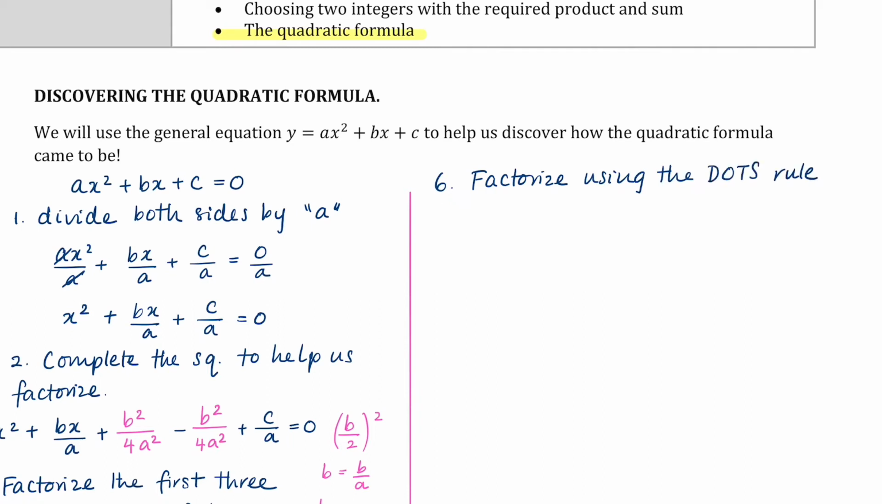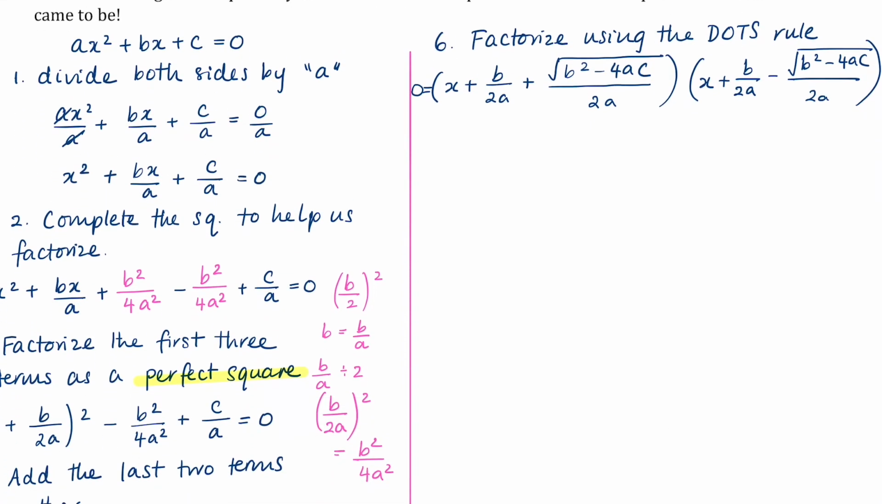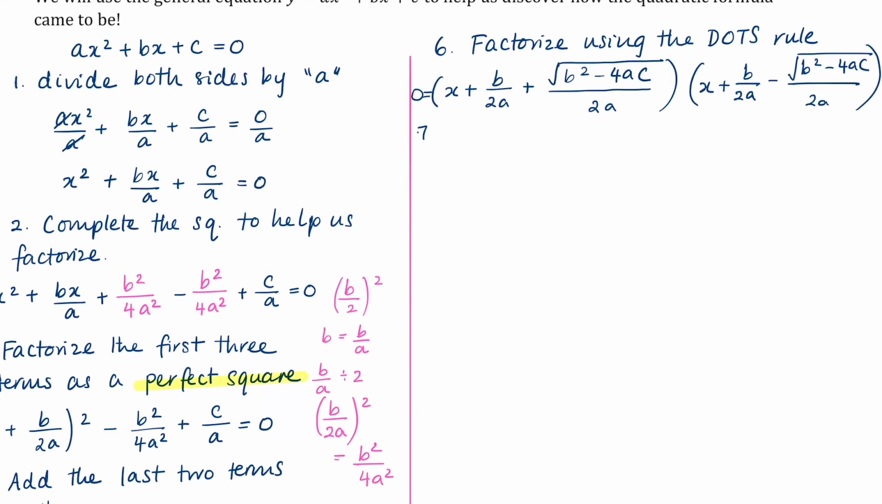So I'm going to rewrite this now as two linear factors, one being x plus b divided by 2a plus the square root of b squared minus 4ac divided by 2a, and the other as x plus b divided by 2a minus the square root of b squared minus 4ac divided by 2a. Now I've run out of space here, but I'm just going to write here equal to 0. Remember, we are still trying to solve for x.